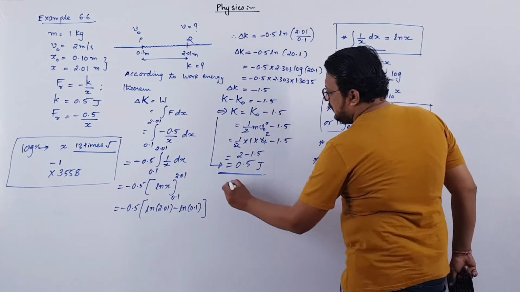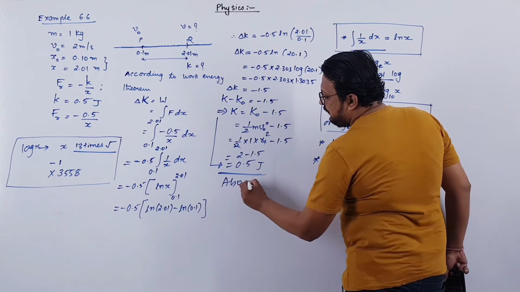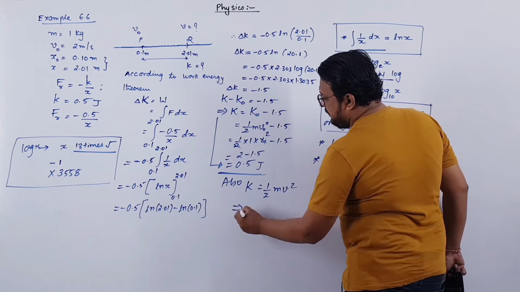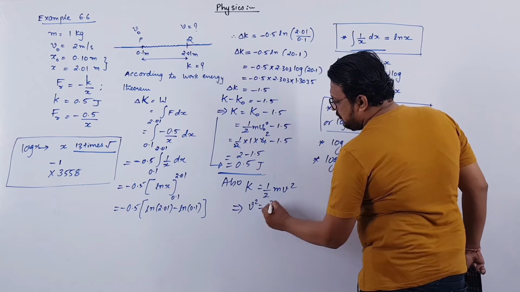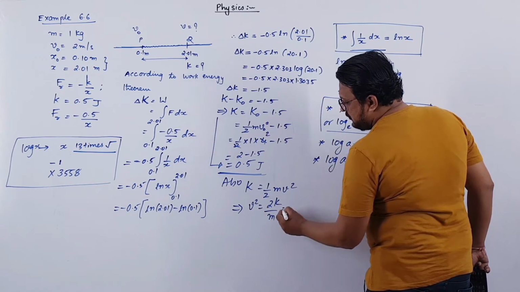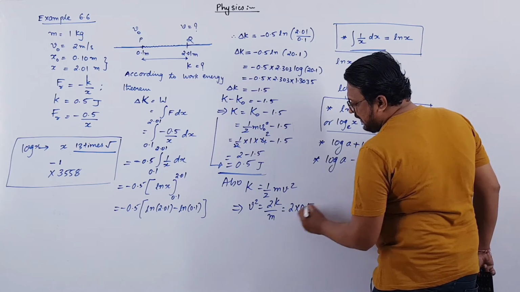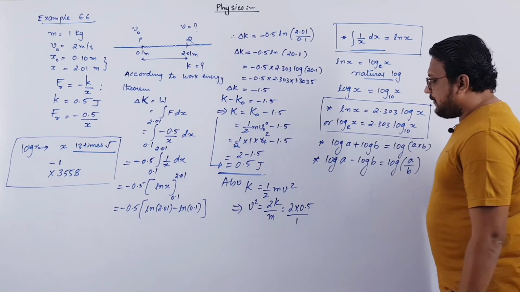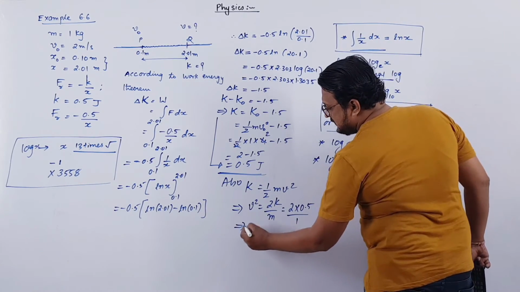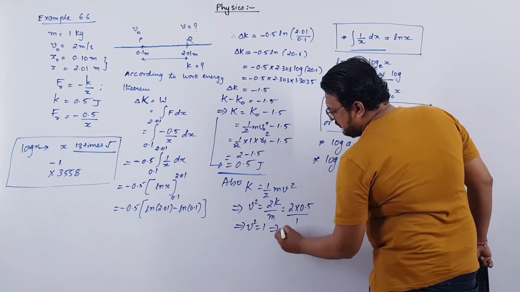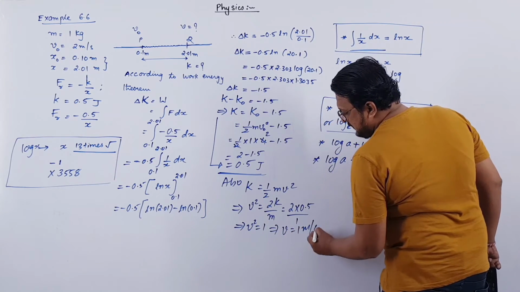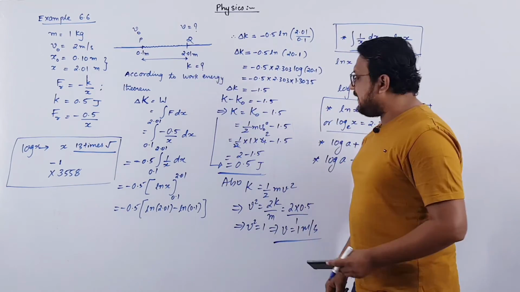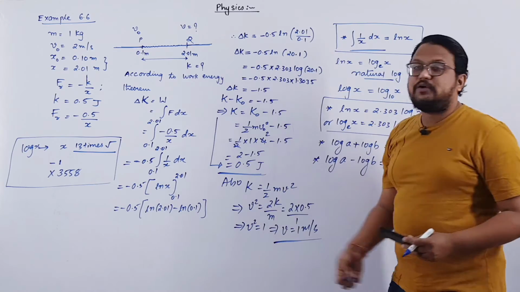Also we know that final kinetic energy is nothing but half m v square. So this implies that v square will be equal to 2K by m. So that is 2 into 0.5 by 1. 2 into 0.5 is 1, and 1 divided by 1 will be 1. So v square is 1, which implies that v will be equal to 1 meter per second. So the speed of the block at point Q will be 1 meter per second and the kinetic energy at point Q is 0.5 joule.